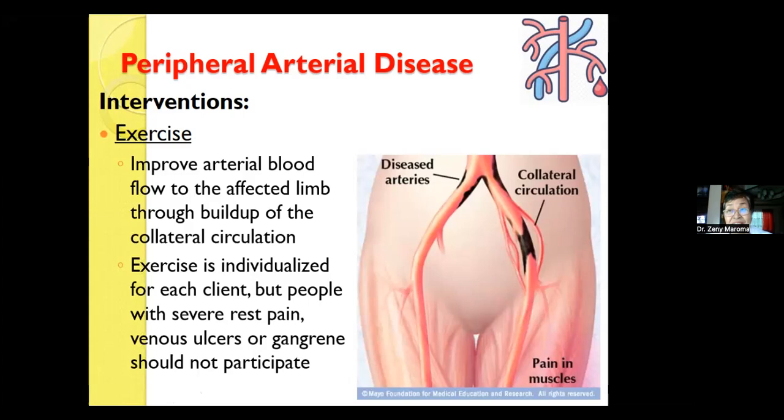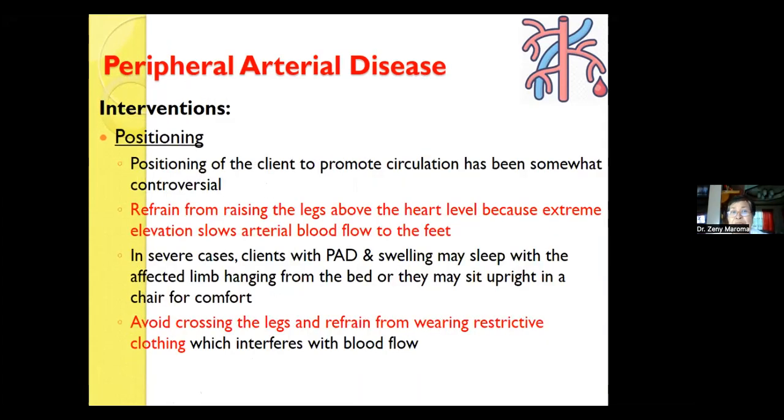But exercise is individualized, no? People with severe rest pain, kahit hindi naglalakad, nag-exercise, may rest pain, bawal nang mag-exercise. O kaya may ulcer, may gangrene. No? They should not participate in an exercise program. Okay. Positioning.